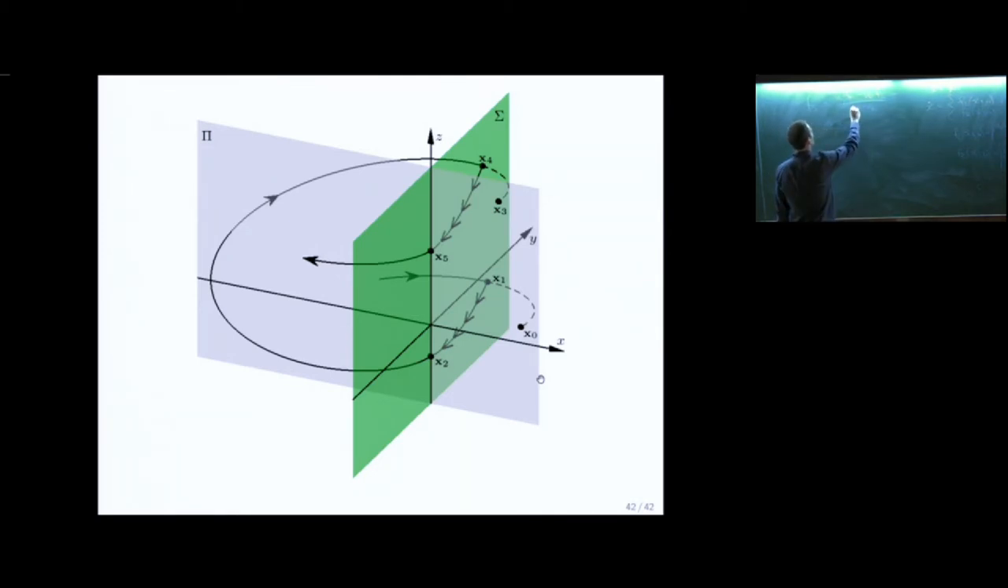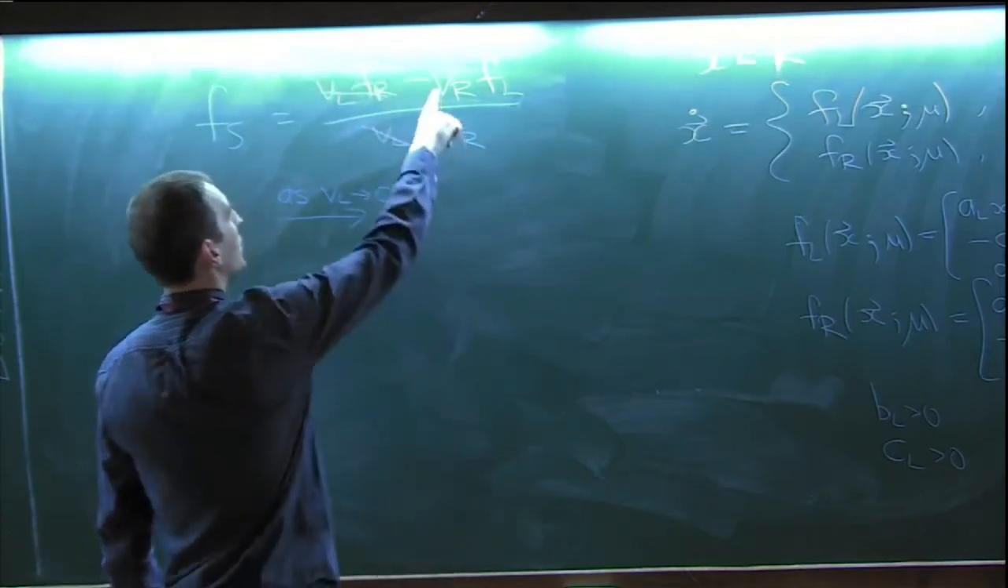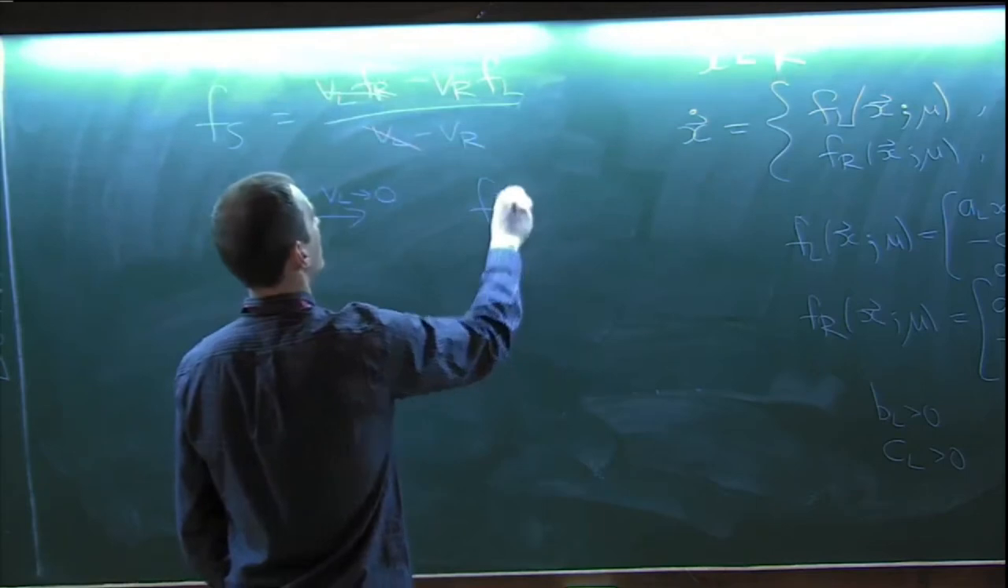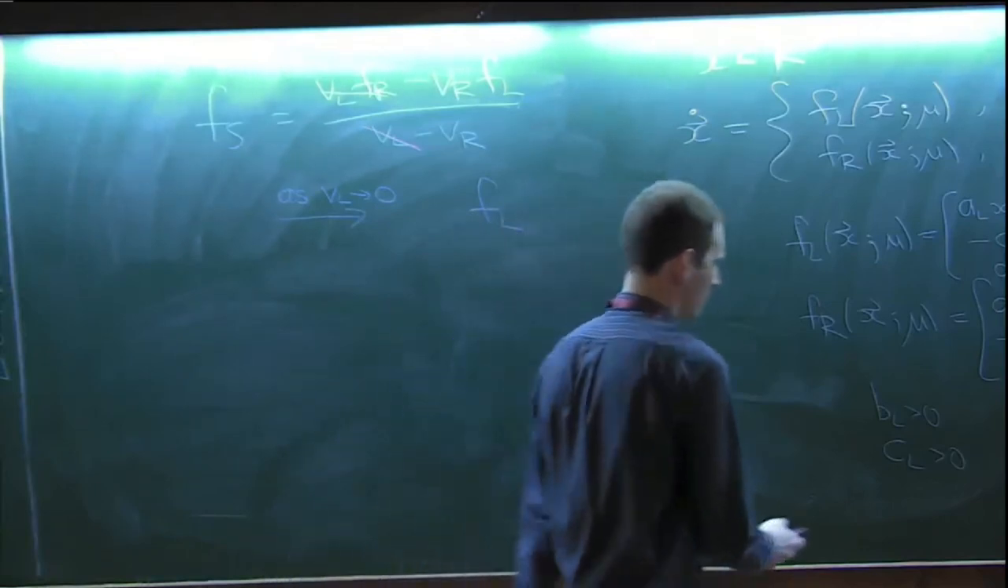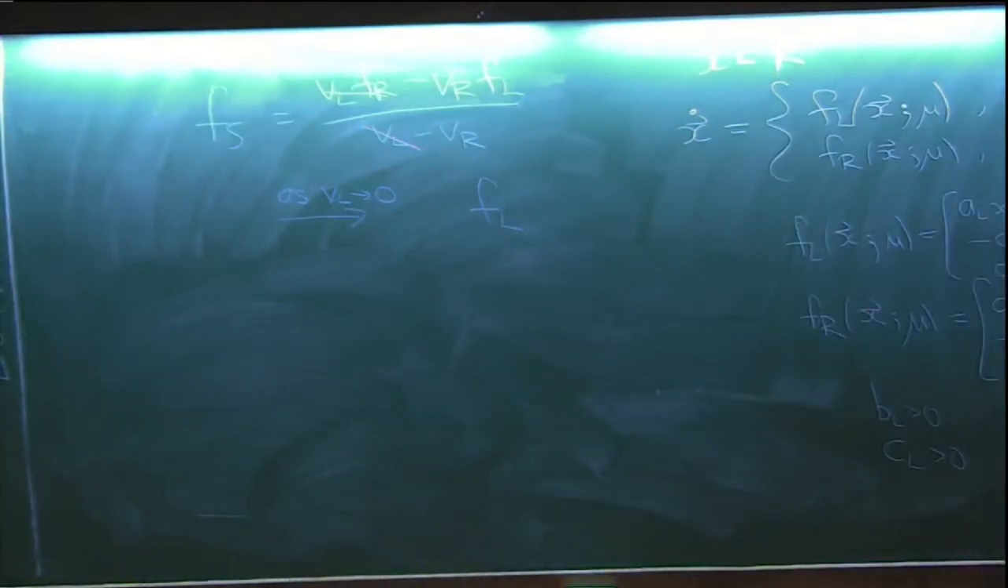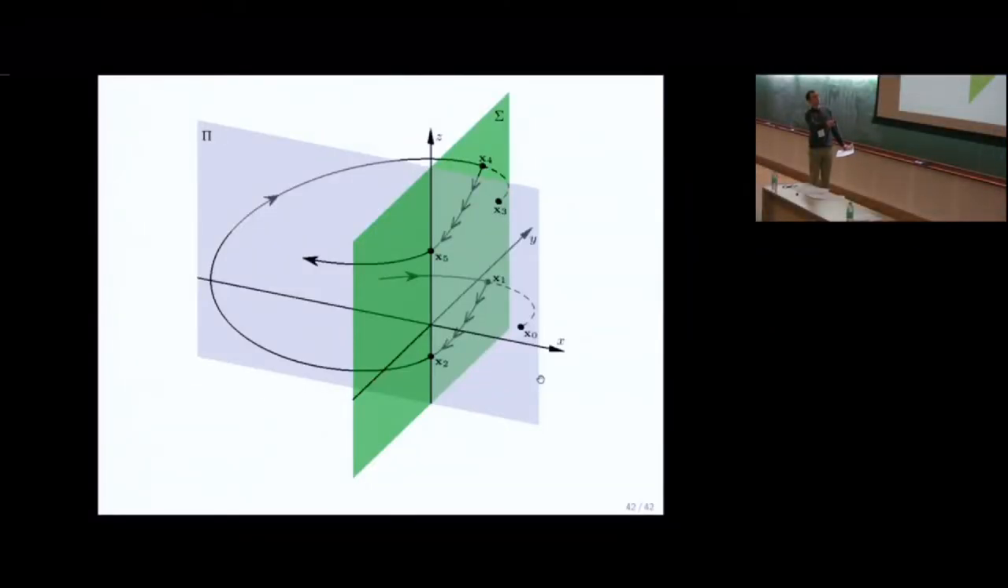It cancels out this way. I've got a minus VR divided by VR. You just get left with FL. So to leading order, the sliding vector field is the same as the vector field on the left, which is what we're doing here. And so the two maps to leading order are the same. They both have a square root term, but the square root term cancels out. The next order term is linear. So when you put everything together, the final map you get is piecewise linear to leading order.